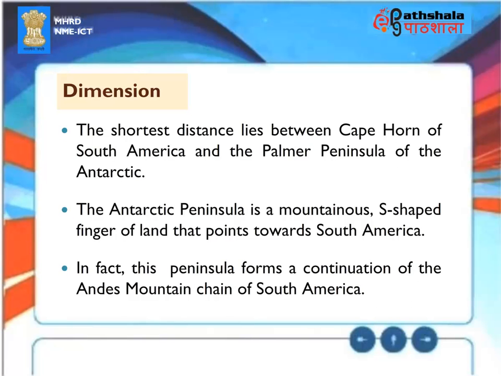The shortest distance lies between Cape Horn of South America and the Palmer Peninsula of the Antarctic. The Antarctic Peninsula is a mountainous S-shaped finger of land that points toward South America. In fact, this peninsula forms a continuation of the Andes mountain chains of South America.